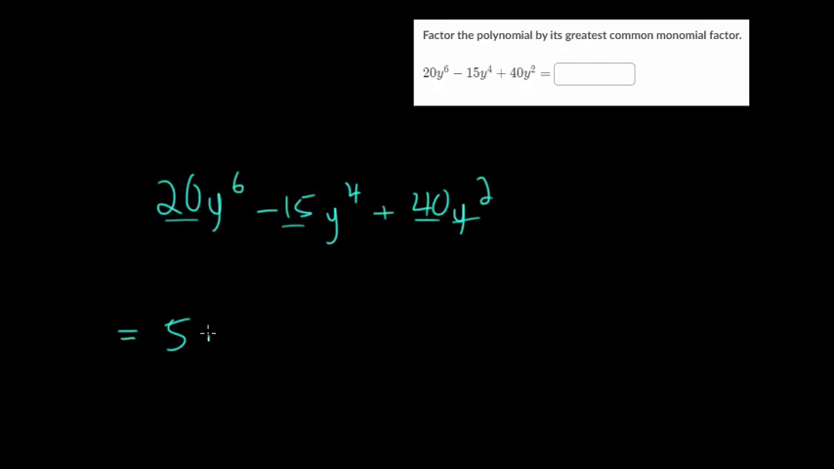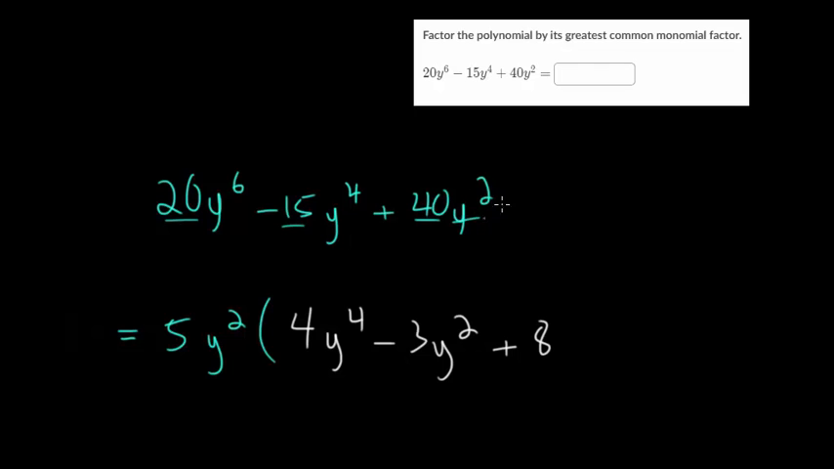So that's the most amount of y's that we can pull out. And once we pull out this 5y squared, 20 divided by 5 would be 4, and we pulled out 2 of these y's, so we'd have 4 left. And here 5 goes into minus 15, negative 3 times, and we pull away 2 of these y's, so we'd have 2 left. And here 40 divided by 5 would be 8, and we pulled both of those y's, so we just have plus 8 here.